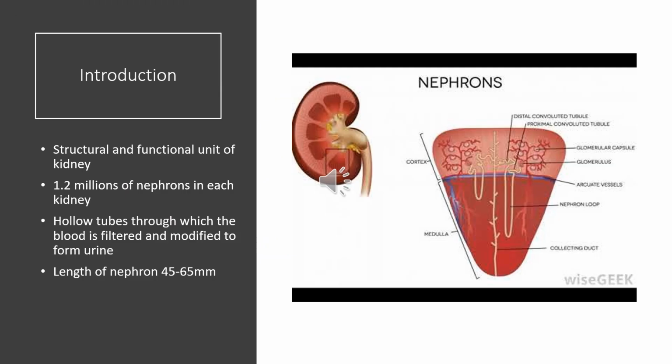A nephron is the basic structural and functional unit of the kidney. There are about 1.2 million nephrons in each kidney in human beings, which start to decline after the age of 45 years. The nephrons are hollow tubes through which the blood is filtered and modified to finally form the urine. The total length of the nephron ranges from 45 to 65 millimeters.